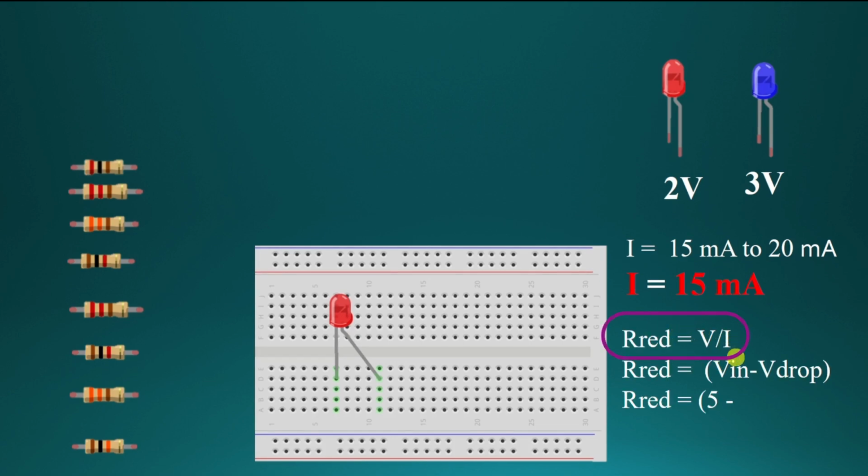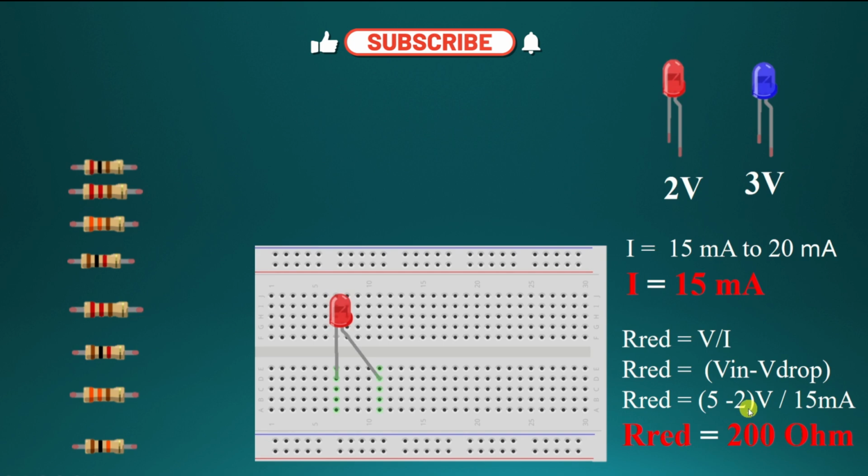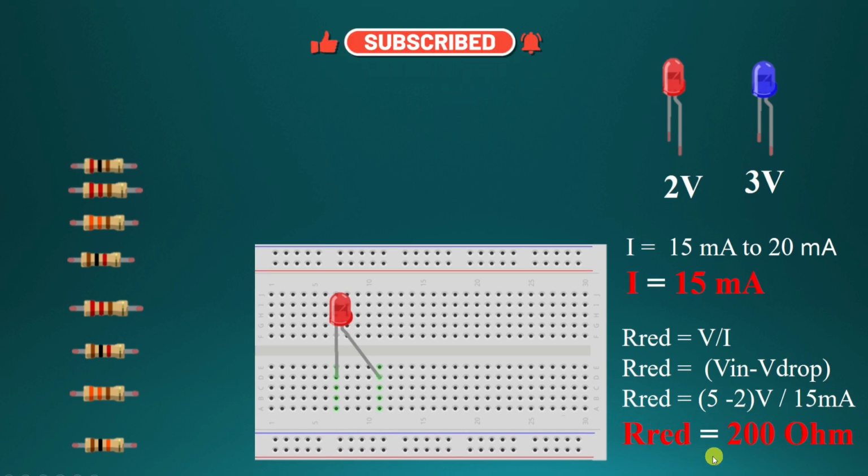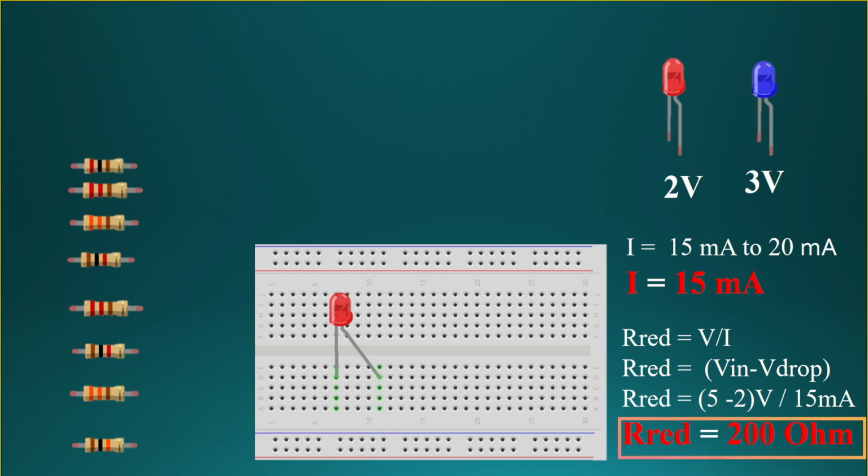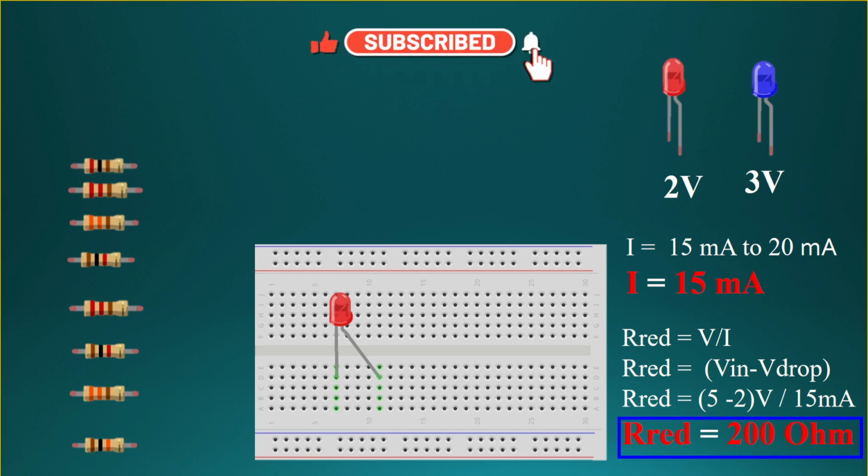So as per Ohm's law, which is voltage divided by the current, we will get the actual resistor's value. The dropping voltage should be subtracted from the source voltage, that is 5 volts in our case. So we will get a 200 ohm resistor. Any resistor value between 200 ohm to 300 ohm we will prefer while making the connections of the LED with the Arduino Uno pins.